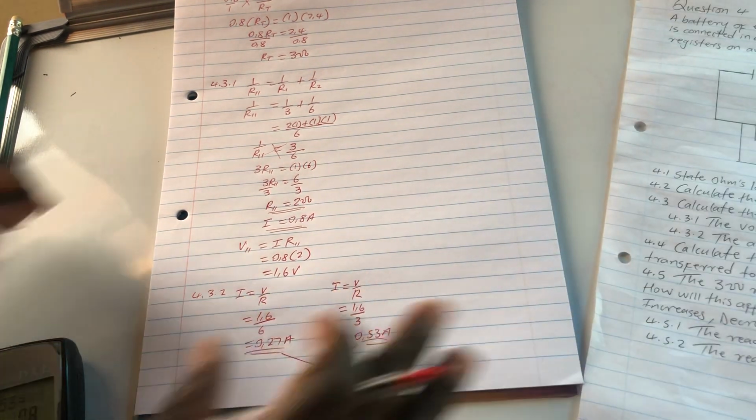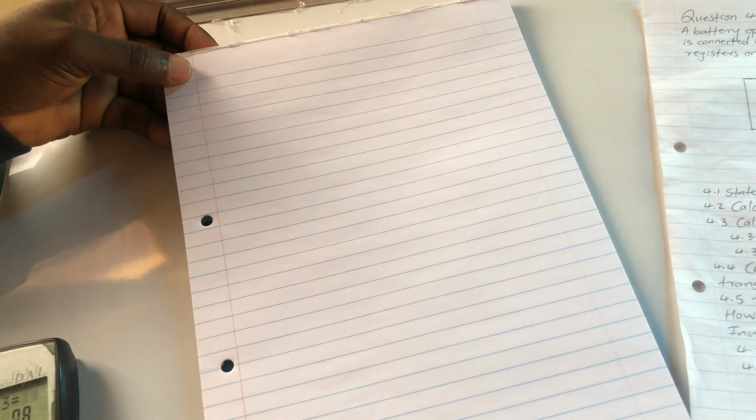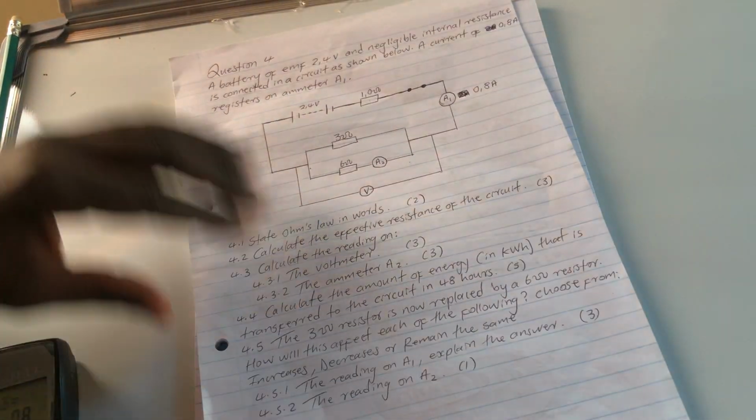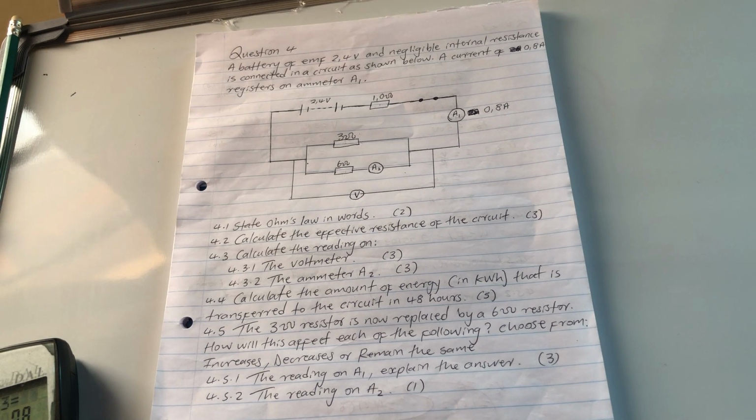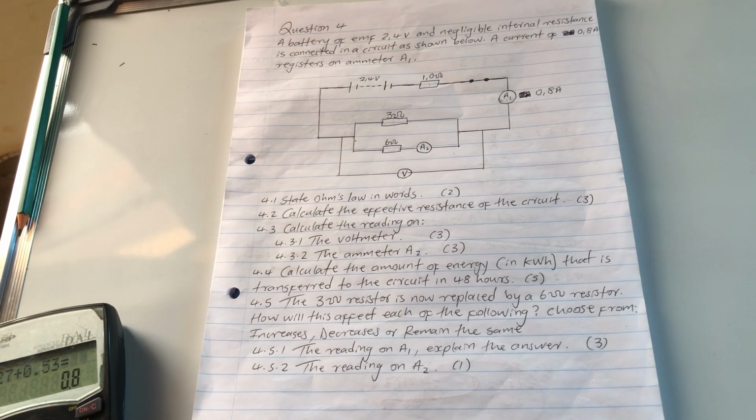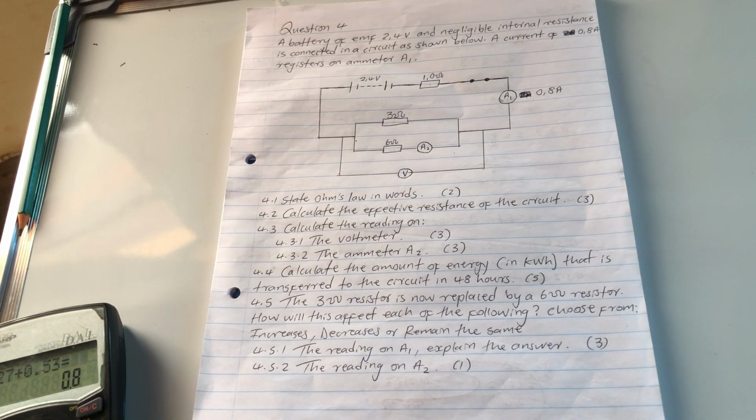Let's move to the next question. The next question requires us to calculate the amount of energy in kilowatt hour that is transferred to the circuit in 48 hours. So I'll take you back to some of the things that we've done in part 1.